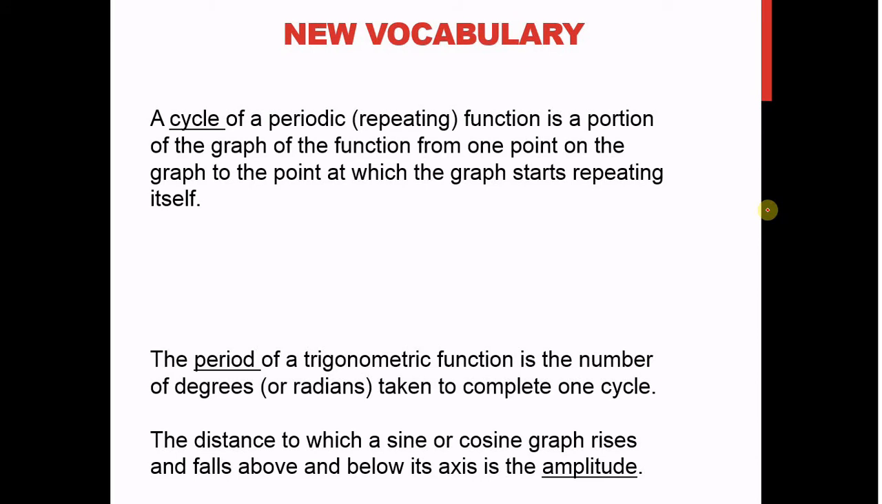A cycle of a periodic or repeating function is a portion of the graph of the function from one point on the graph to the point at which the graph starts repeating itself. So that's the cycle. Basically, wherever the graph starts actually repeating itself, because these are going to repeat themselves over a certain period. A period of a trigonometric function is the number of degrees, or if we're talking radians, taken to complete one cycle. And the distance to which a sine or cosine graph rises or falls below its axis is the amplitude.